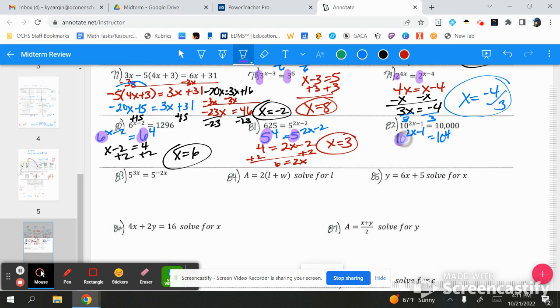Now if I look, my bases are equivalent to one another. So I have 2x minus 1 equals 4. Add 1 to each side. Gives me 2x equals 5. Divide each side by 2. X will equal 5 halves, or 2.5.